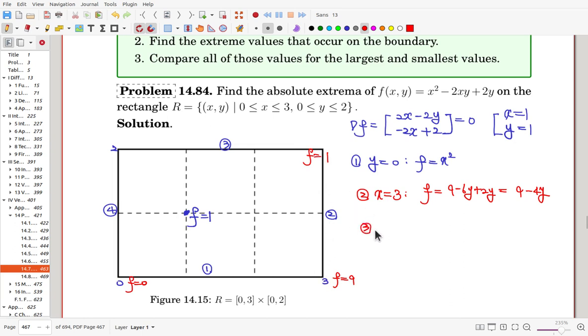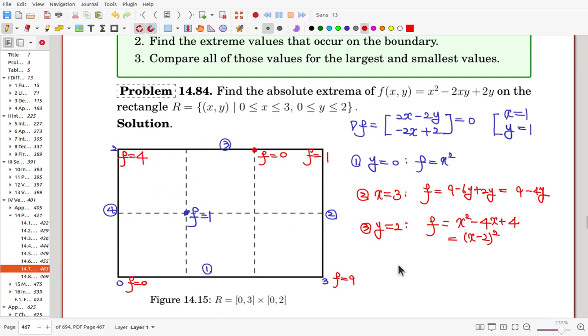Now the third one, the boundary y equals 2. Then f becomes x squared minus 4x plus 4, which is the same as (x minus 2) squared. So it is quadratic. At 2, f becomes 0, and at 0, f becomes 4. So we found the critical values along the boundary.